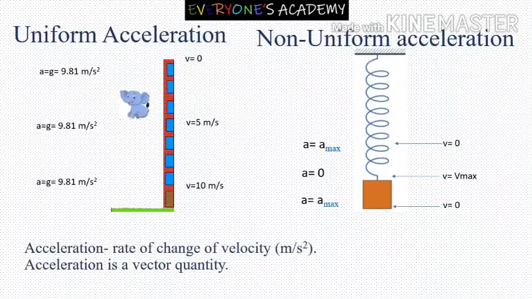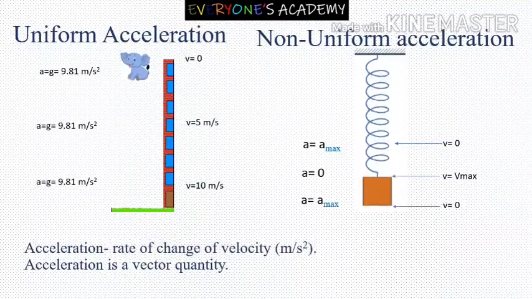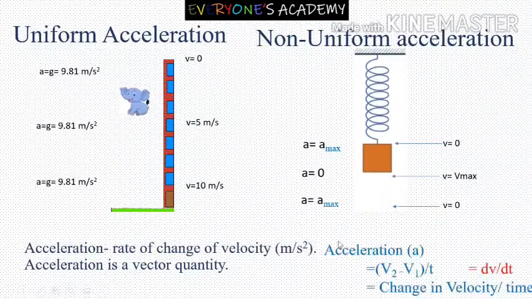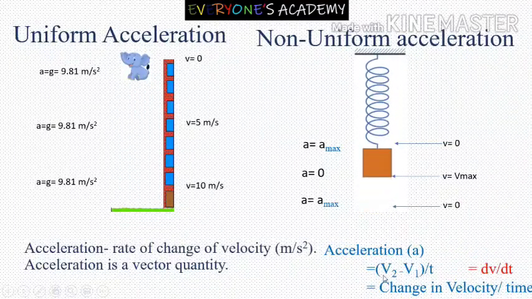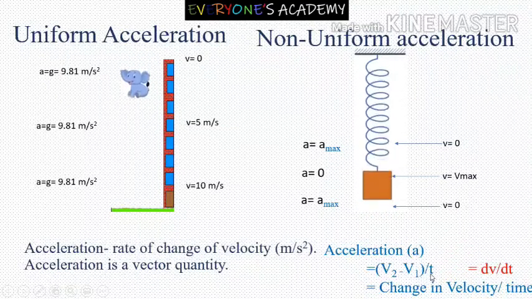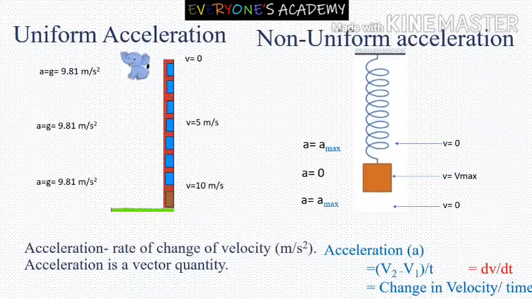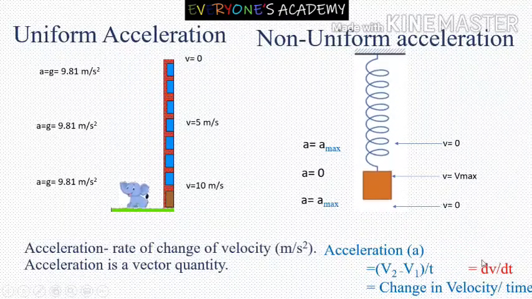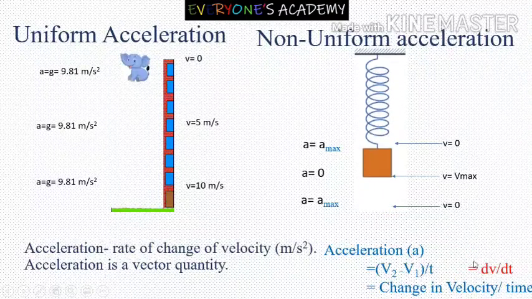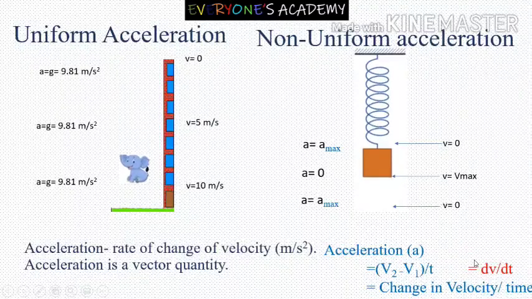Here is the definition of acceleration: it is the rate of change of velocity, and acceleration is a vector quantity. To find the acceleration, we can use this formula: acceleration equals v2 minus v1 divided by time, that is, change in velocity divided by time. There is another definition of acceleration using the derivative concept, but this particular concept is not part of this video. We will study this later.